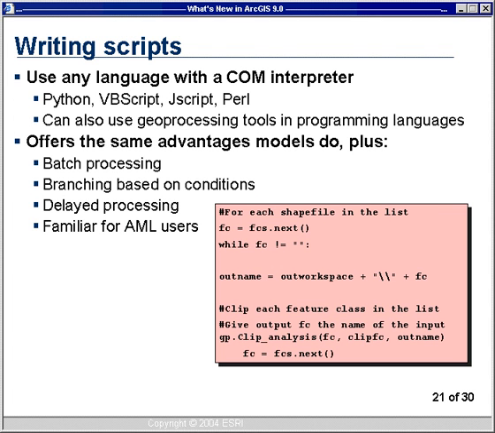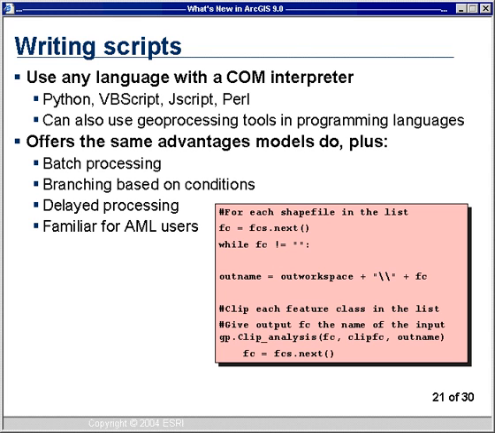So we've looked at so far how we can use tools through dialogues. We can take tools and put them inside Model Builder, and we can run tools from the command line. The fourth way we can use tools is by writing scripts. Now, we can write scripts in any language that has a COM interpreter. COM is just the technology that ArcObjects, which our software is built upon, is based on.